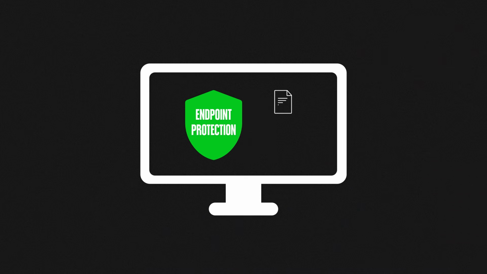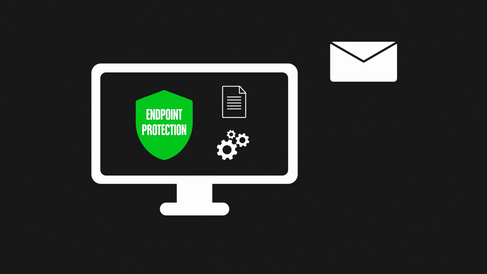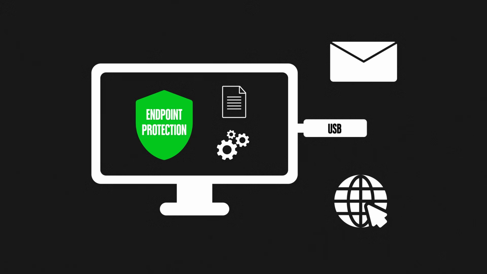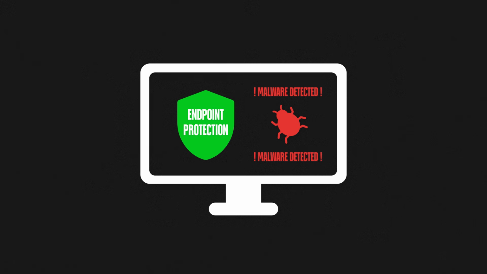So the endpoint protection software is installed on each computer. It monitors the files on the device and the processes running, looking for malware. It will also scan files opened from emails, USB sticks, or downloaded from the internet. If it finds malware, it will block it from running, quarantine it so it can't be accessed, and then completely remove it. Let me show you a basic example of this.